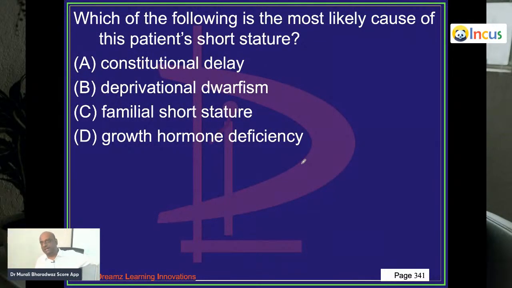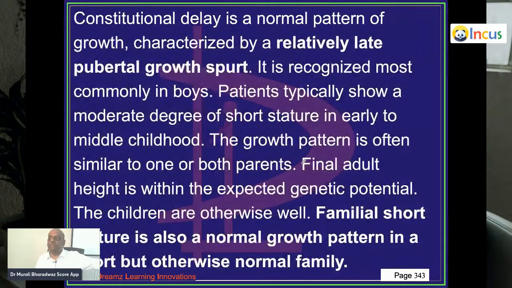So what is constitutional delay? Late bloomers is what you need to remember.